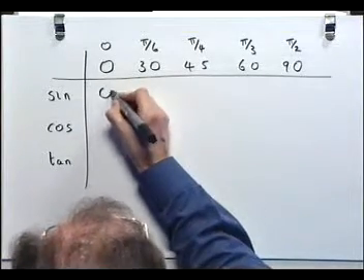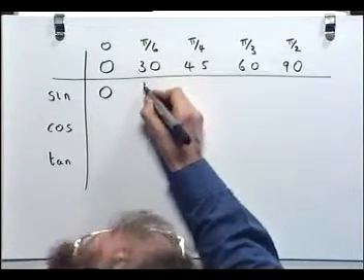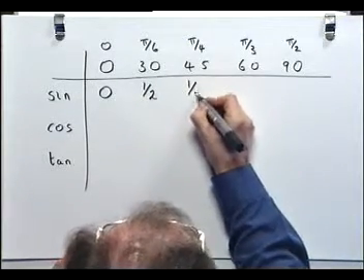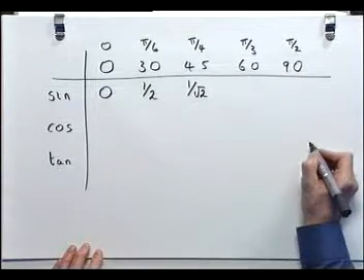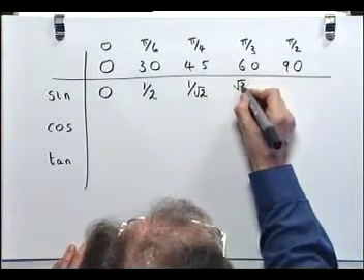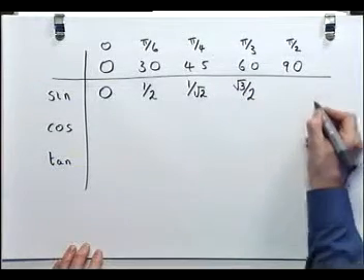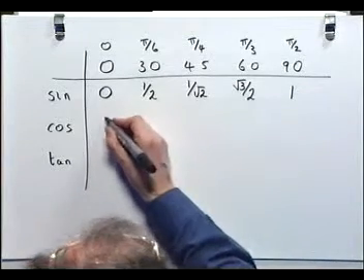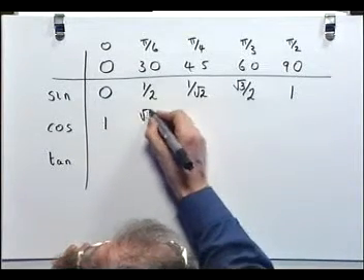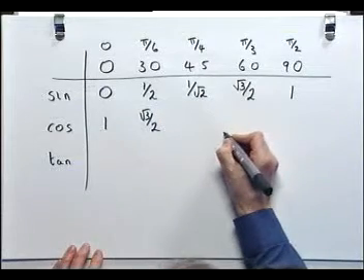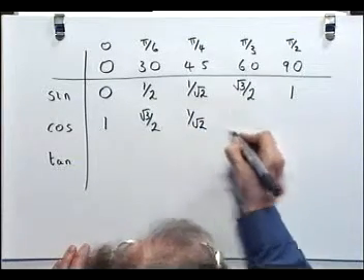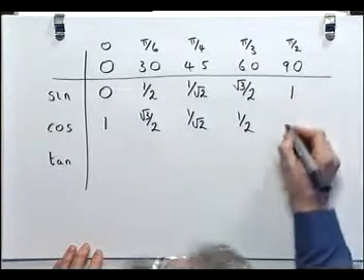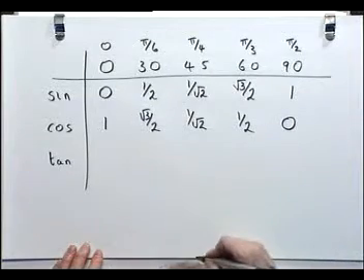The sine of 0 is 0. The sine of 30 is a half. Sine of 45 is 1 over root 2. The sine of 60 is root 3 over 2. And the sine of 90 is 1. Cosine of 0 is 1. Cosine of 30 is root 3 over 2. The cosine of 45 is 1 over root 2. The cosine of 60 is a half, and the cosine of 90 is 0.